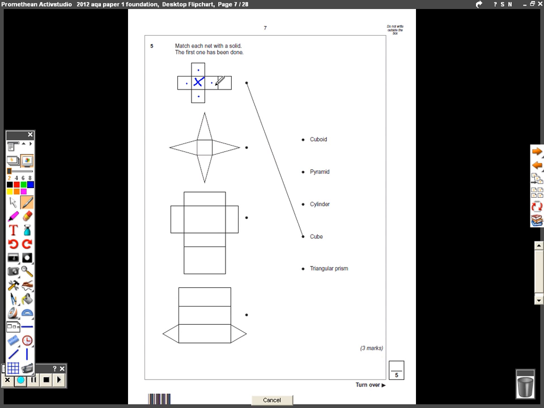faces to make the sides of a box, and then the top of the box will be this shape over here, this square here. Now they're all squares, so we can see that that would make a cube.